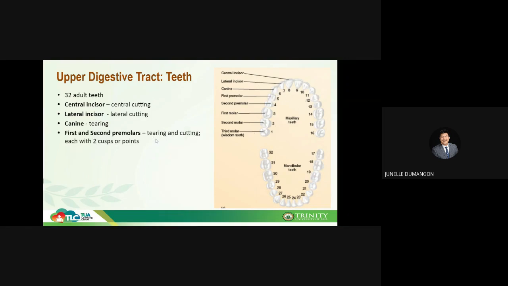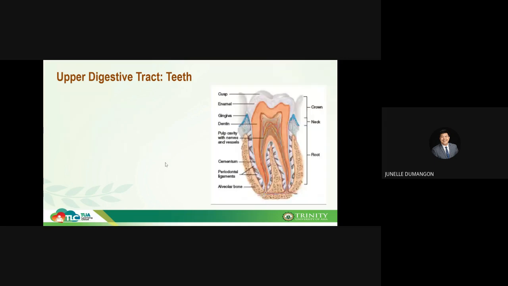We have the first and second premolars, no? Each with two cusps or points. So when we say cusps, those are the elevations of the teeth, no? So yung first and second premolar natin, they have two elevations. Okay? And then we have the first to third molars. So premolars only have two cusps, but molars have three cusps. So tatlo na yung angat or three elevations for the molars.